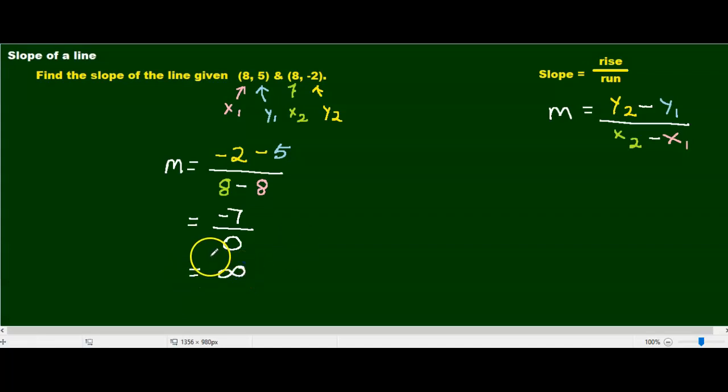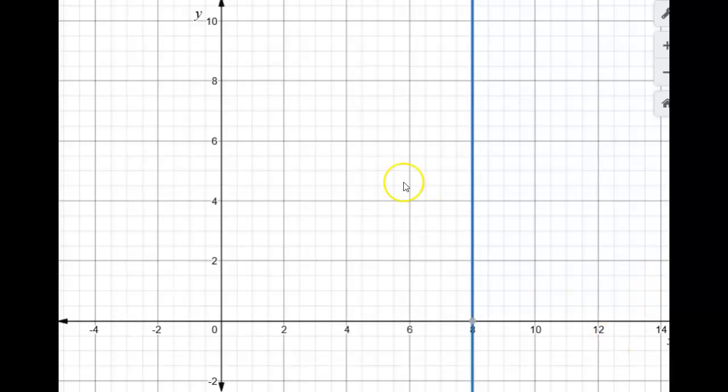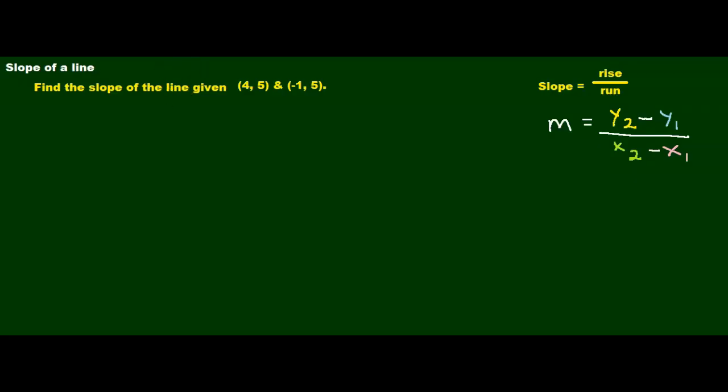So what does that look like on a graph? On the graph, an undefined line is actually a vertical line as shown. In this case, this is what the graph would have looked like for the points that ran through 8, 5, which is that point there, 8, 5, and 8, -2, which is somewhere there. So this would be the line that passes through those 2 points with an undefined slope. So this would be another slightly different graph from the rest.